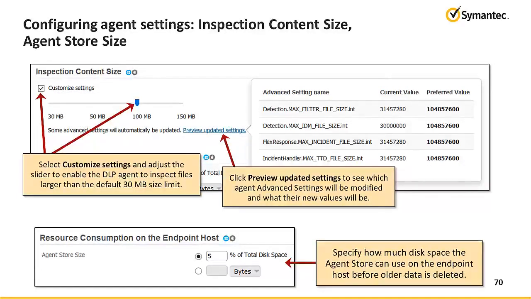You can limit how much disk space the agent store uses on the endpoint host by modifying the agent store size value in the resource consumption on the endpoint host section. You can specify a percentage of the hard drive or a specific amount of storage space in either bytes, kilobytes, megabytes, or gigabytes. If the agent store size limit is exceeded, the DLP agent will delete data from the endpoint host according to a set priority until the agent store size limit is met. If the DLP agent must delete incidents, the order of deletion is as follows: two-tier detection request data, oldest first, endpoint discover incidents, oldest first, and regular endpoint incidents, oldest first.